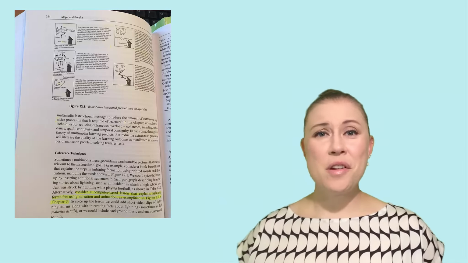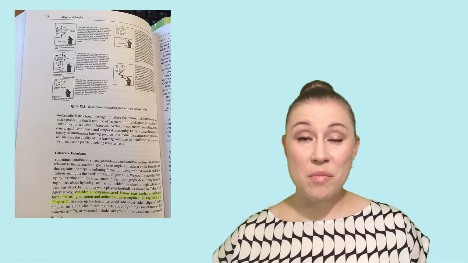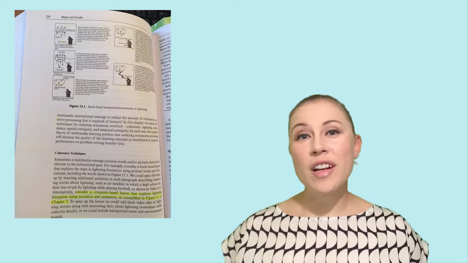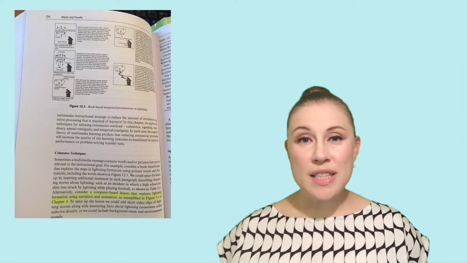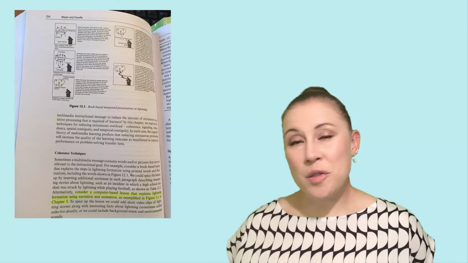Here's an example of spatial contiguity that occurred rather recently with my learning experience. This picture is from page 284 of our textbook for this class. On this page, Mayer is talking about an example of lightning. I'm sure the example is wonderful. However, he is referring to an example written clear back in chapter 3. But I'm supposed to be reading chapter 12.